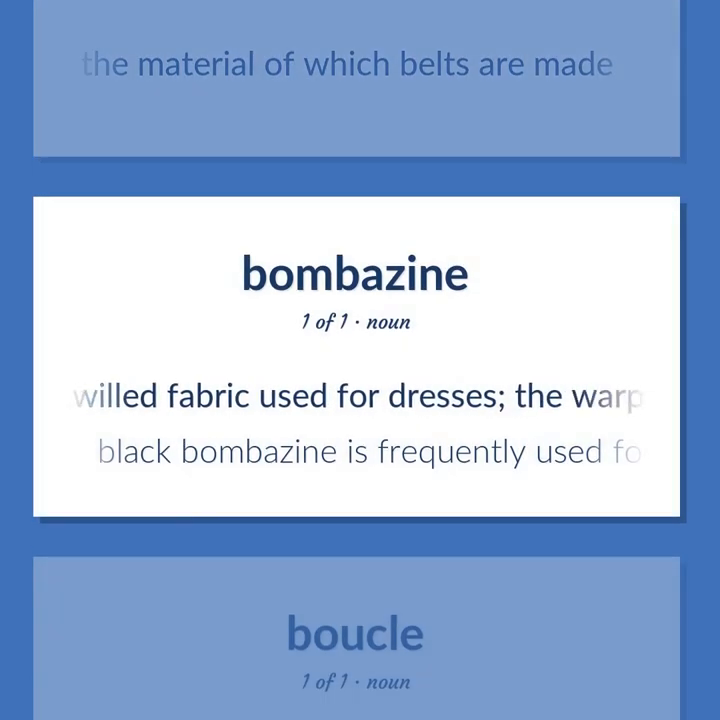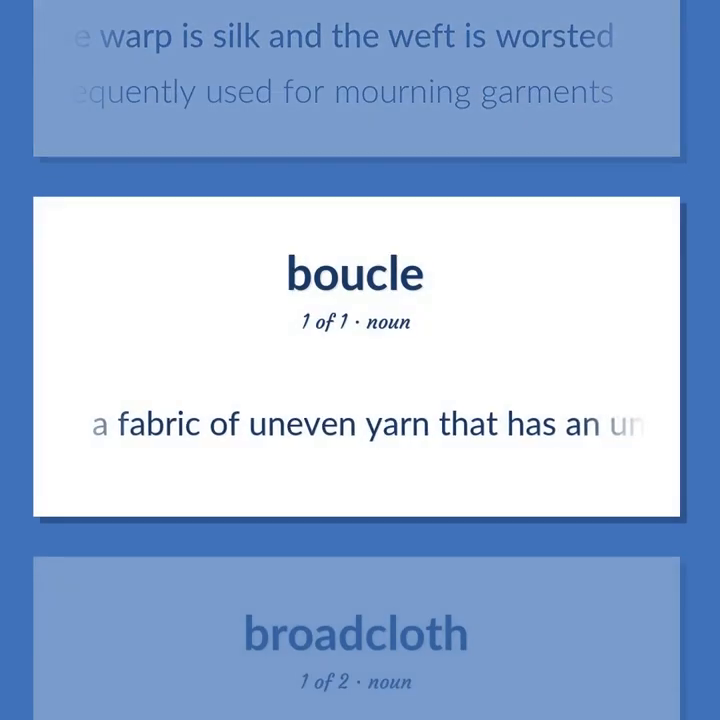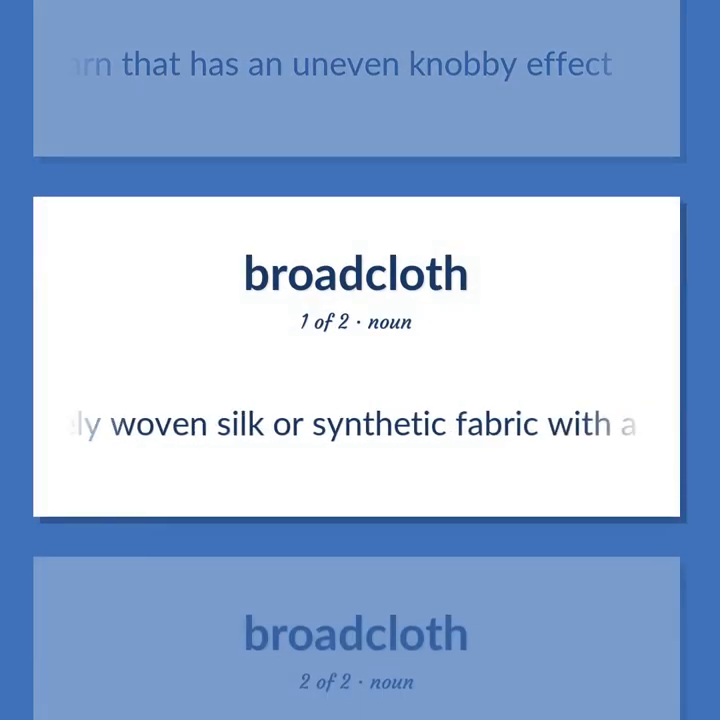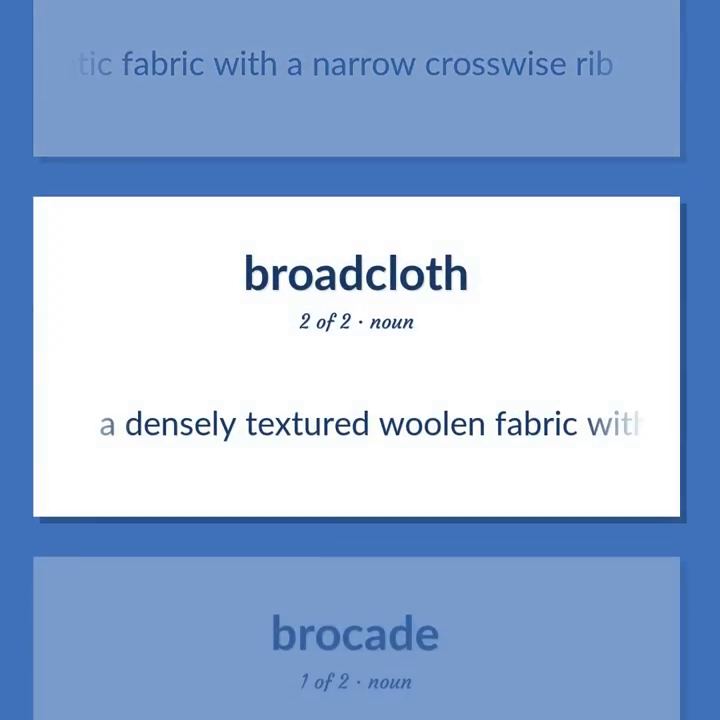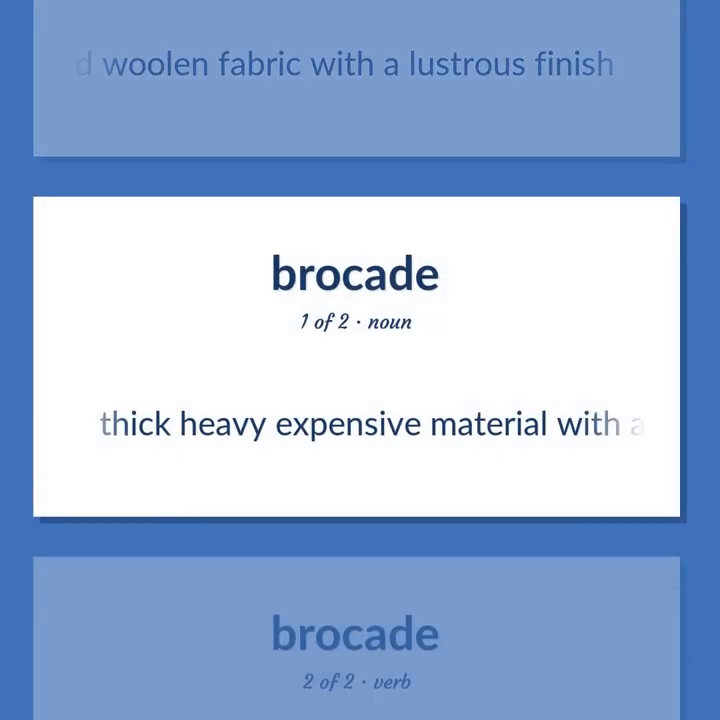A twilled fabric used for dresses. The warp is silk and the weft is worsted. Black bombazine is frequently used for mourning garments. A fabric of uneven yarn that has an uneven knobby effect. A closely woven silk or synthetic fabric with a narrow crosswise rib. A densely textured woolen fabric with a lustrous finish. Thick, heavy, expensive material with a raised pattern.